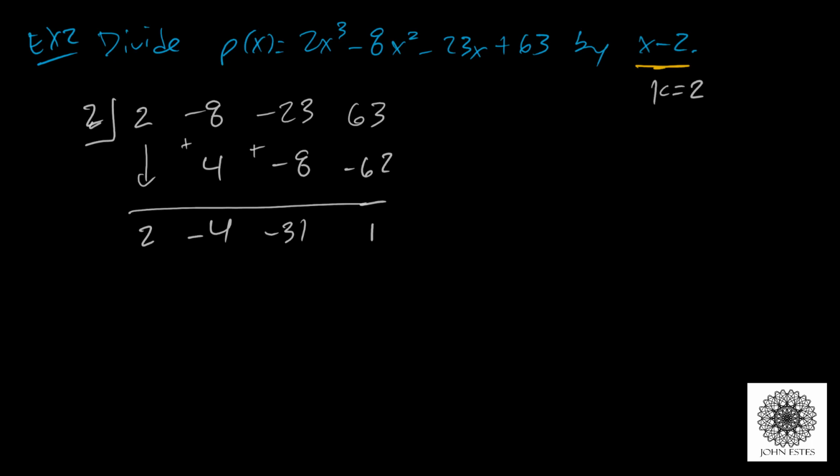Okay, so there, we've done the division. And now what this means here is that p of x equals this guy. So you drop your power by 1.